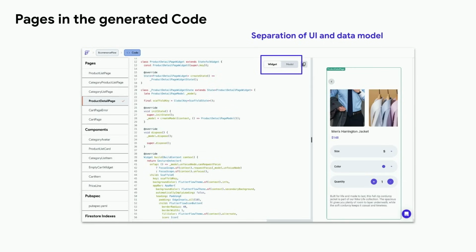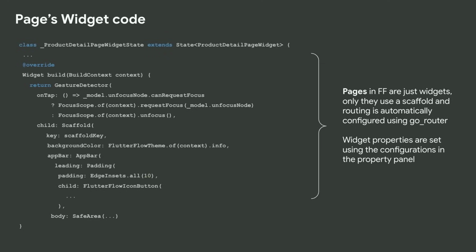But you'll notice the widget and the model toggle at the top. And this is where I'm able to have separation of UI and the data model. So when FlutterFlow generates the code for you for things like pages and components, it generates two classes. One to hold the data model, and one to hold the UI layer. So first, I'm going to talk about the UI layer.